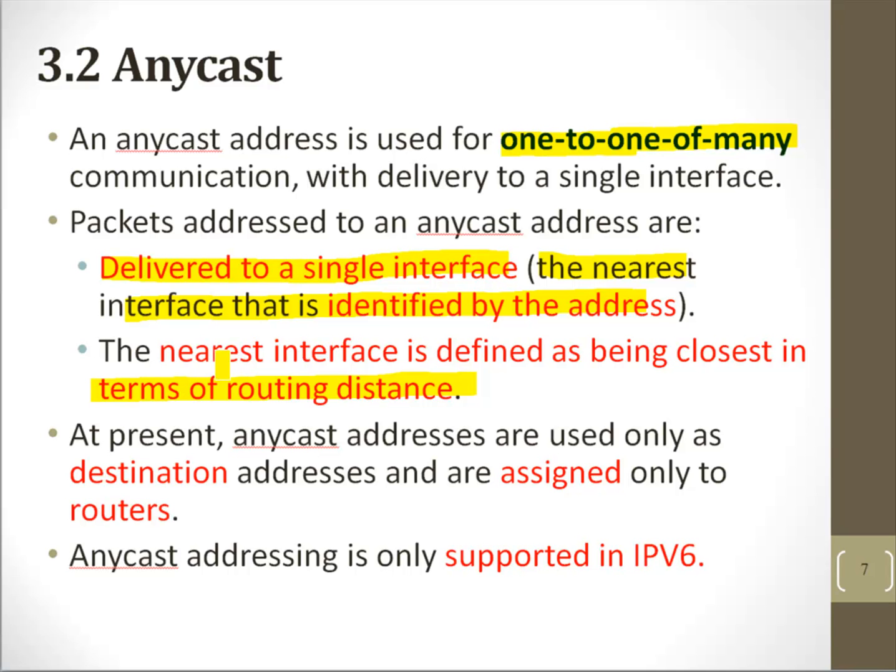It can be a cost or it can be the number of hops. So based on any routing concept, the nearest host will be decided. The nearest host is then going to distribute the datagram to all. So this is the Unicast concept.